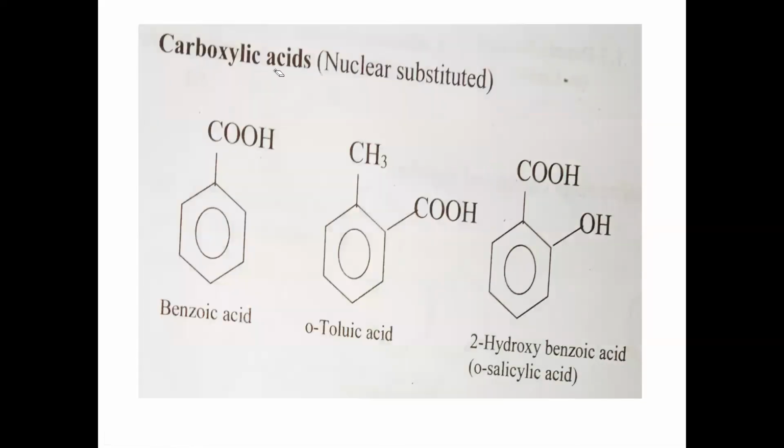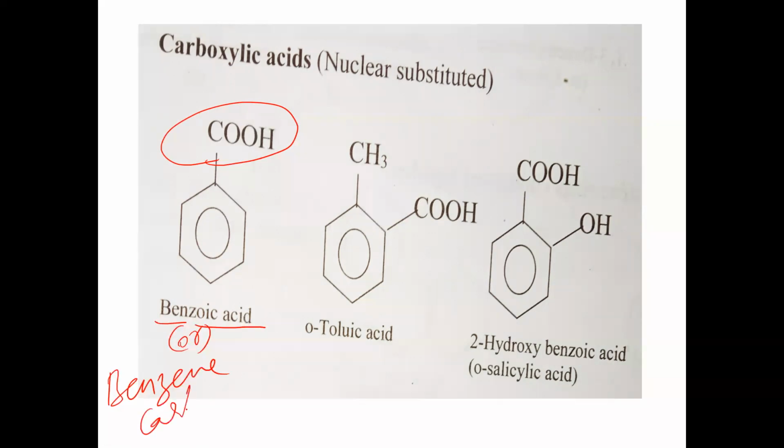Next, carboxylic acid. Nuclear substituted means that if a COOH group is substituted on the benzene nucleus, it is called a nuclear substituted compound. In the benzene molecule, the hydrogen atom is replaced by the COOH functional group. So it is called benzoic acid. The other name, what I said, is benzene carboxylic acid. So benzene carboxylic acid or benzoic acid.